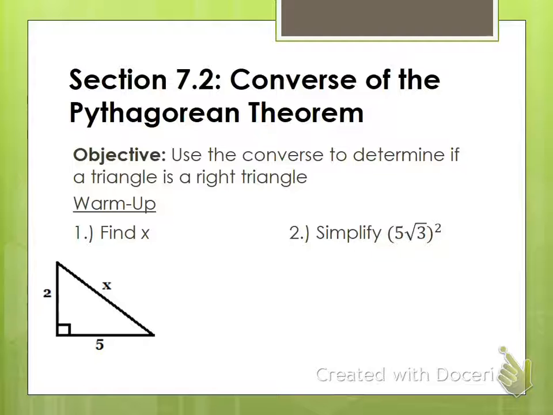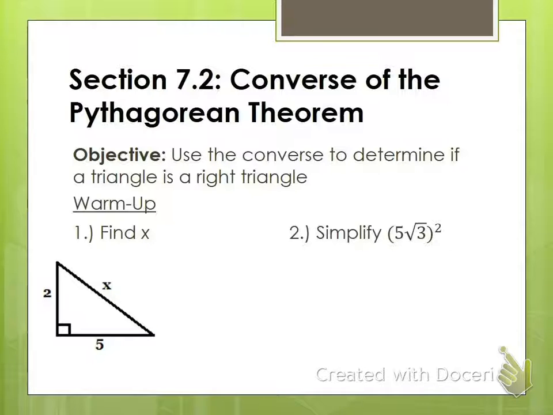All right, today we are going to use the converse of the Pythagorean theorem to determine if a triangle is a right triangle. Before we do that, we are looking to find x on warm-up number 1. So we will just use the Pythagorean theorem.